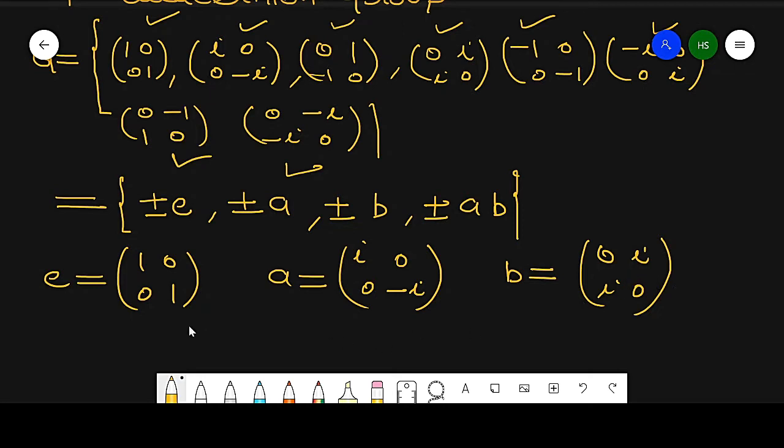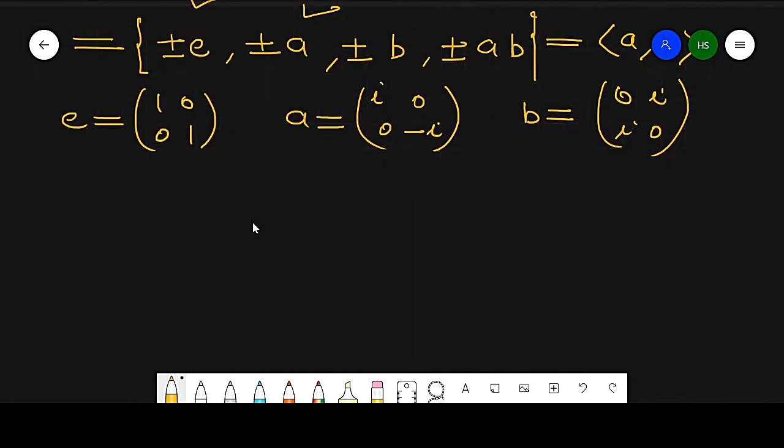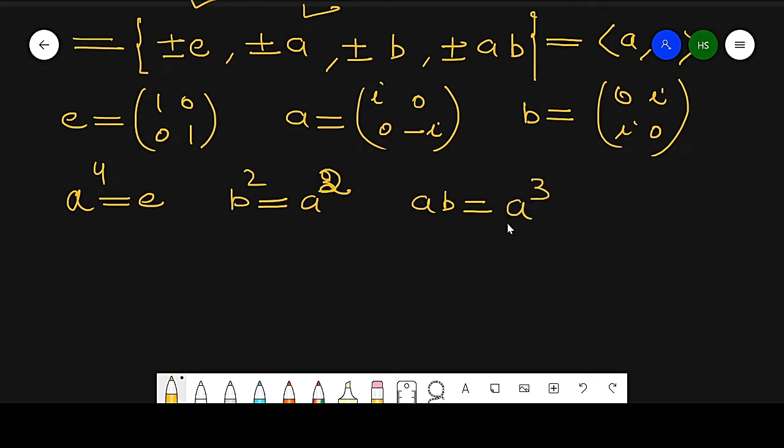So this group is generated by A and B. Also we can check some properties: A raised to power 4 is the identity, B squared is equal to A squared, and AB is equal to A cube, so BA is equal to A cube B. So these are some properties.